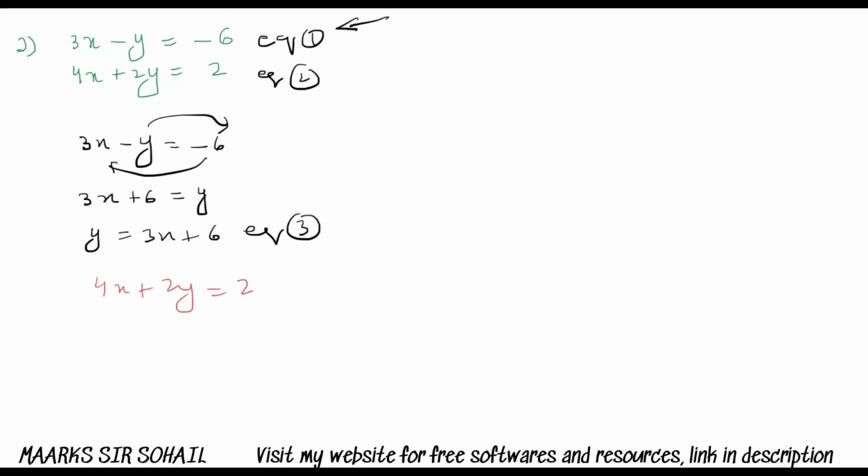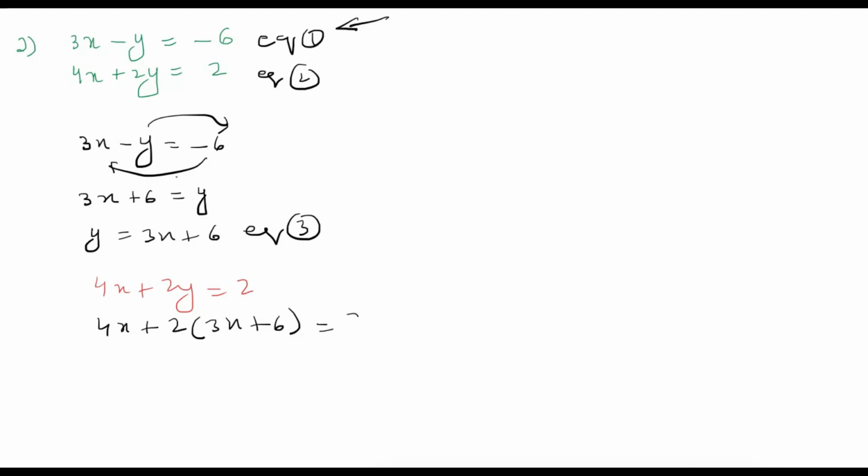I have already considered equation 1. So 4x plus 2, and in place of y I'll write 3x plus 6, because it's the value of y, is equal to 2. Now 4x plus 2 3s are 6x plus 2 6s are 12. Now this is again important: when you are multiplying, make sure you multiply this 2 with both this and this, because sometimes students only multiply with 3x and then they write 6 here. So again they get the wrong answer. So it's very important. So it's equal to 2.